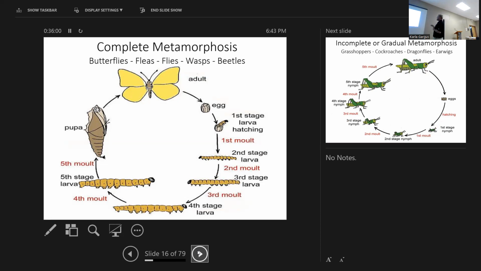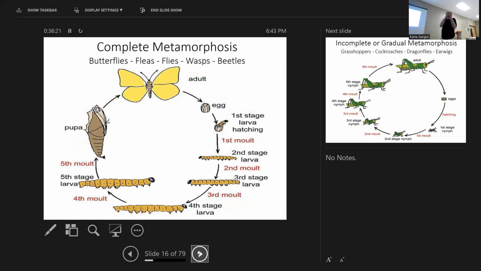And so in this case, this is a butterfly species that goes through an egg to the first larval stage, and then it will molt, shed its skin, go through a second stage, a third stage, a fourth stage, these are called instars, and a fifth stage. And then eventually, fifth stage into a pupa, a cocoon, some kind or other.